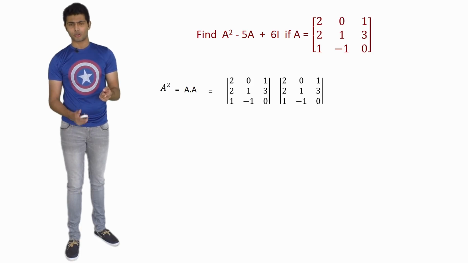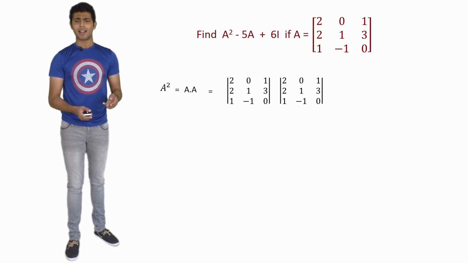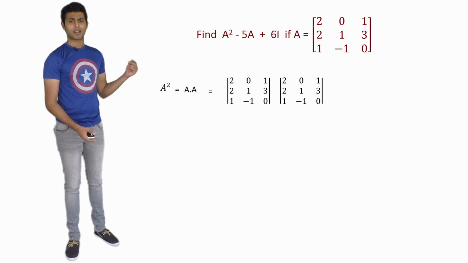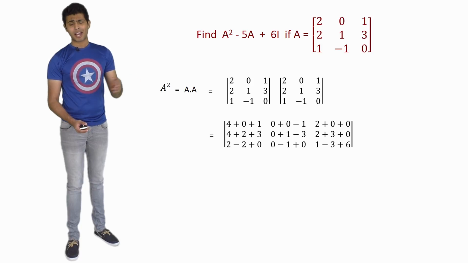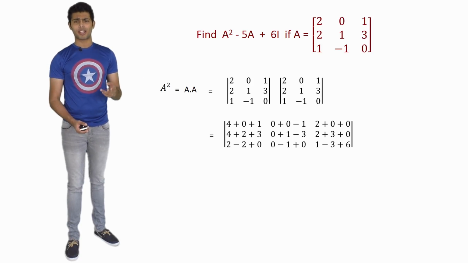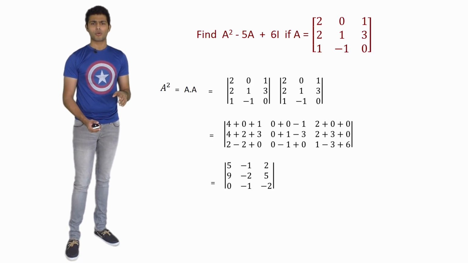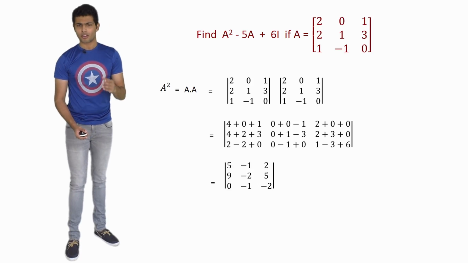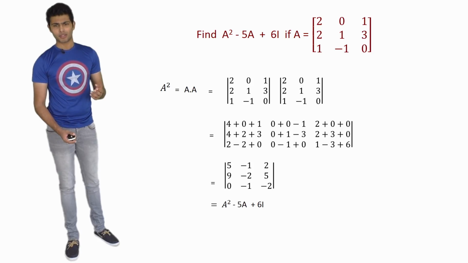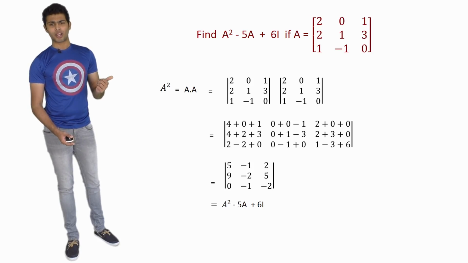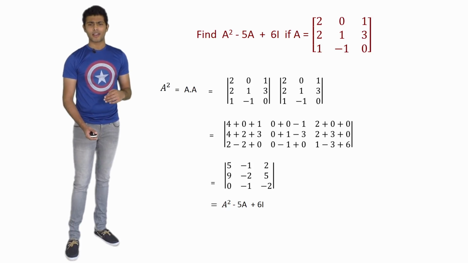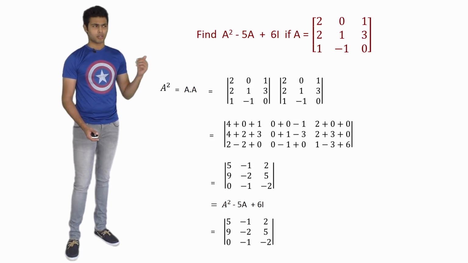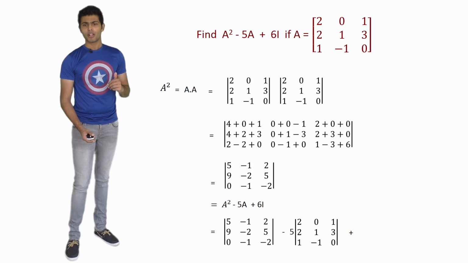We keep doing this throughout and we get the respective elements, and in the end we're going to end up with a matrix that looks like this. After adding and subtracting, the final matrix is going to be equal to A squared. Now that we've got A squared, we can substitute that in the original expression, which is A squared minus 5A plus 6I. By substituting all the values here, we get this equation over here.